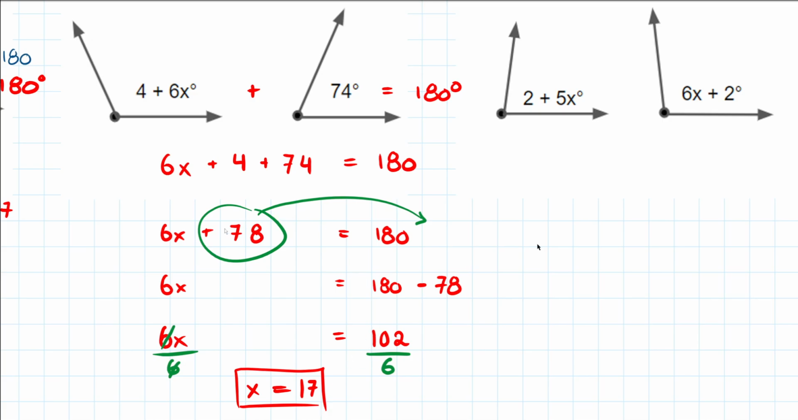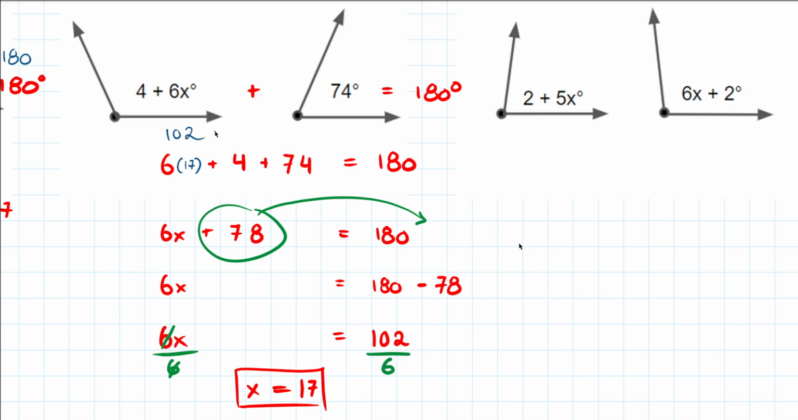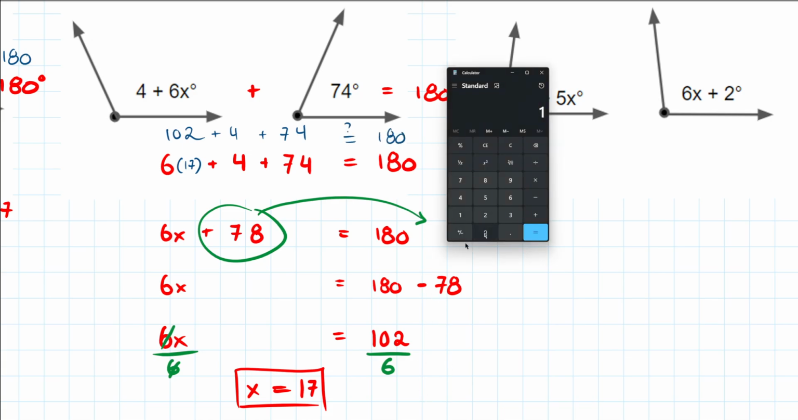But Mr. Grapp, how do I know that it equals 17? By plugging it in, for sure. 6 times 17 plus 4 plus 74. 6 times 17. Oh, it's right here, right? It's 102. 102 plus 4 plus 74. If all works out, this should equal 180. Let's see. 102 plus 4 plus 74. 180. Hopefully you got this answer here.